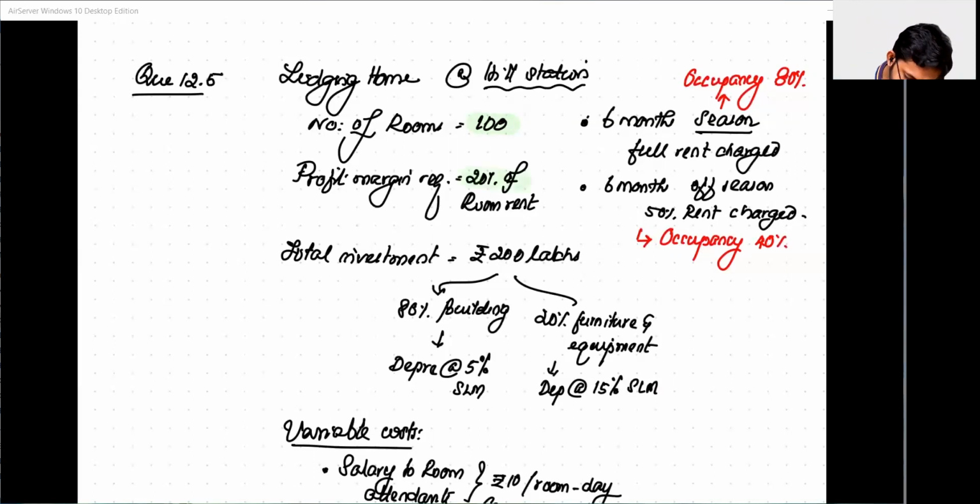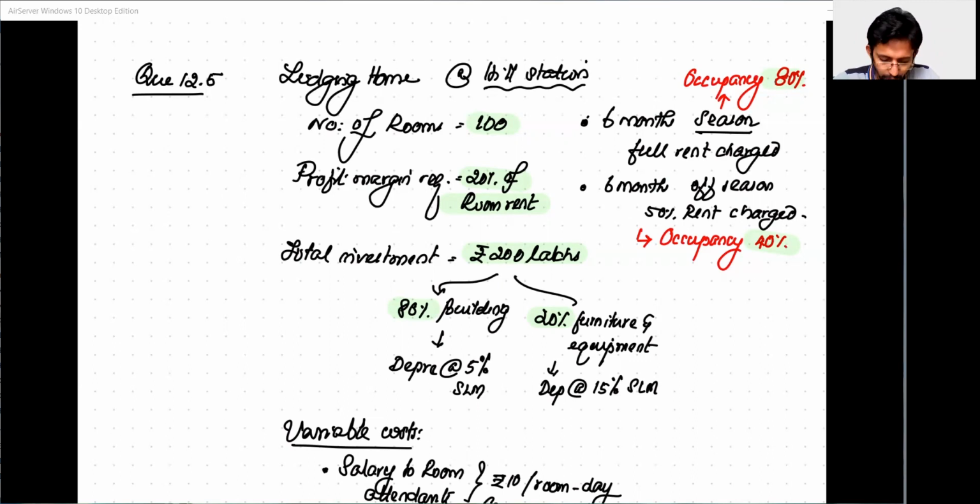So the management wants to fix the room rent in such a manner that the room rent includes a profit margin of 20%. Okay, now the following are the cost estimates and other details for the year ended 31st March 2020, assuming a month to be 30 days. Now, what all information is given? The occupancy during season is 80%, whereas the occupancy during off season is only 40%. So off season will have only 40% occupancy, whereas the seasonal 6 months will have 80% occupancy.